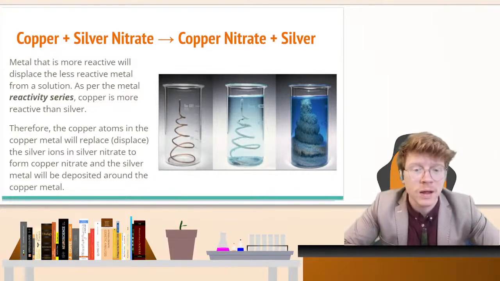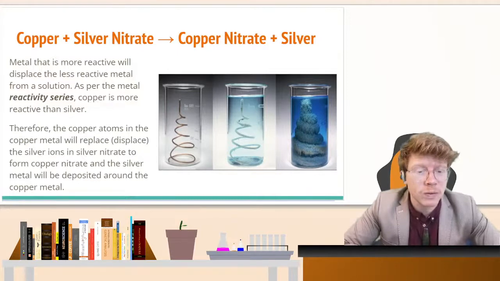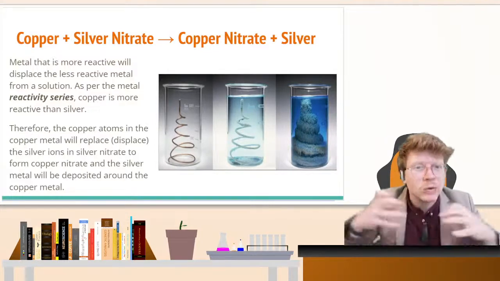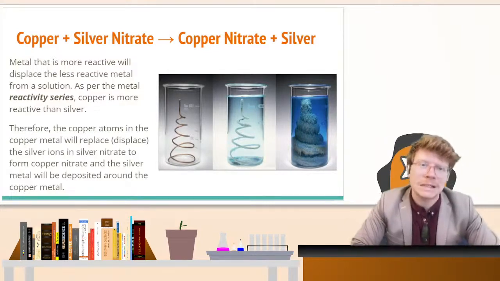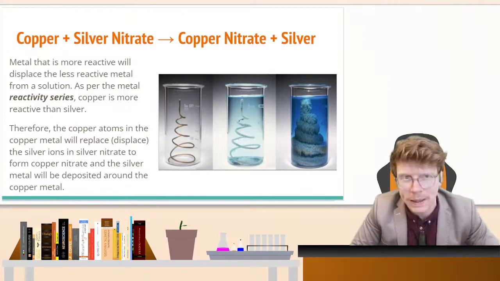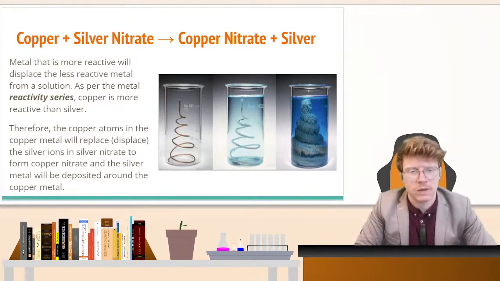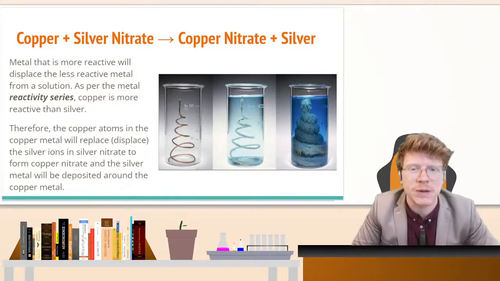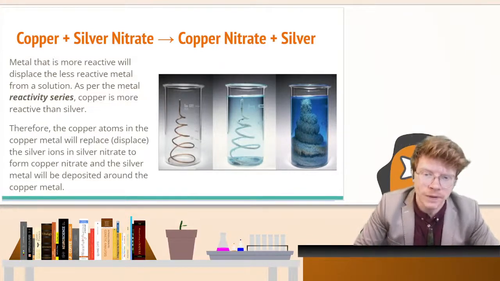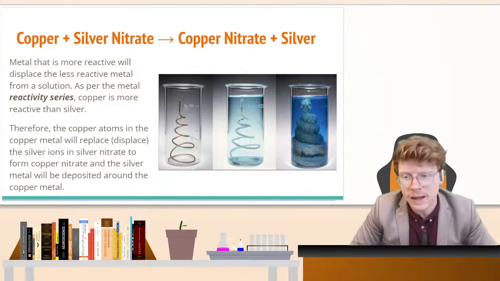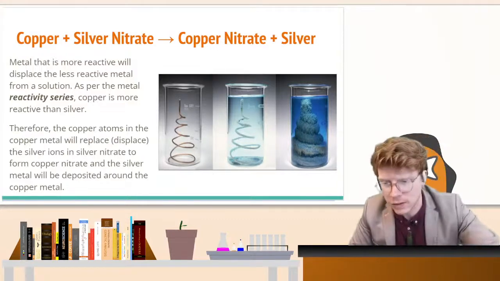When this occurs, the silver has nowhere to go, and silver can't really stay as an ion in water, so it falls out as a solid. What we would observe in this case is this kind of coating of silvery metal on the outside of our copper that would grow and grow, and also you get this color change because copper nitrate is kind of a deeper blue than silver nitrate. So that is an example of a displacement reaction.